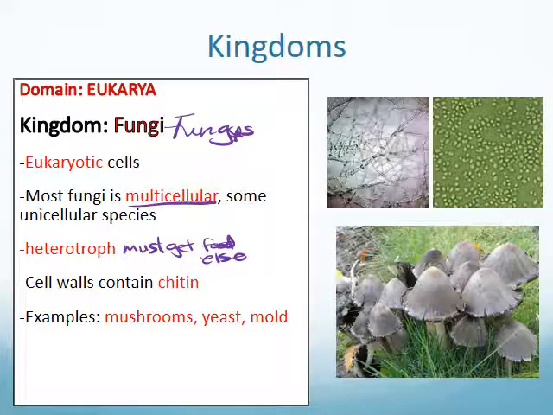Okay, fungi are actually very lazy. These guys do not create their own food. They just eat wherever they grow. And their cell walls contain chitin. So you've got mushrooms, yeast, and mold. Those are examples of a fungus.